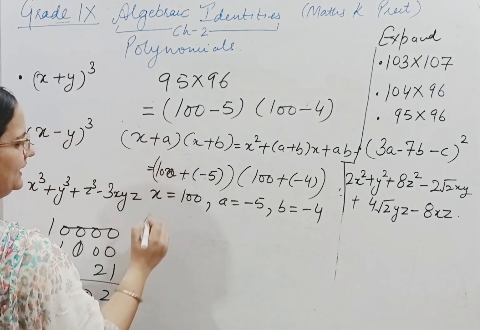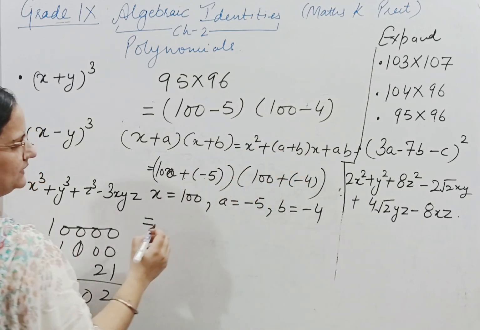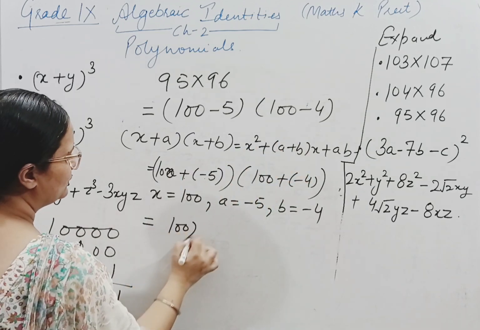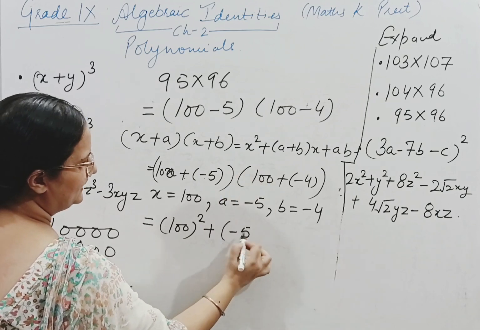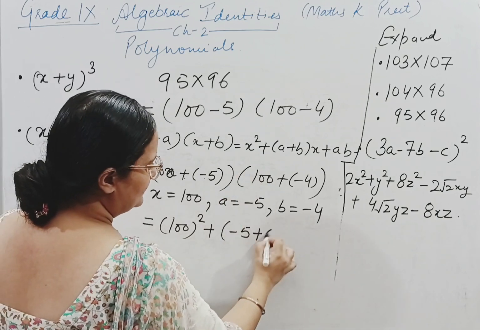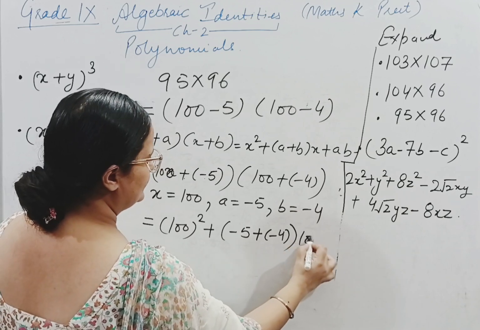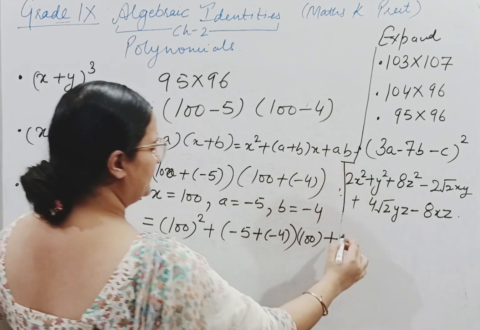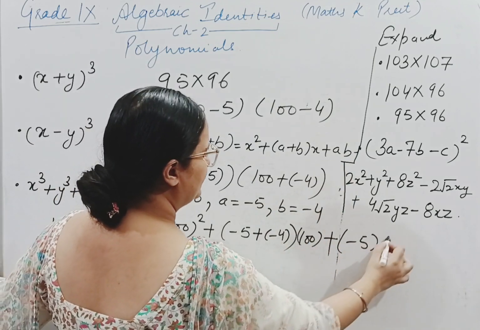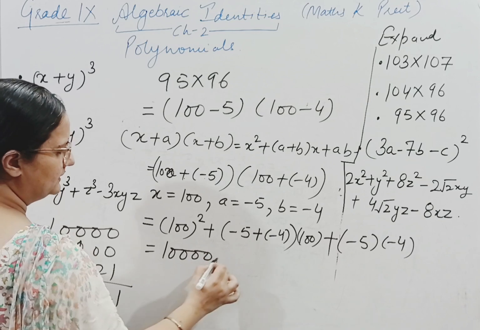Now put the values in the identity. This is the left side; the right hand side we will get by putting the values: 100 square plus (a plus b), what is my a? This is my a, plus b, close the bracket. This is x outside, x is 100 again, plus ab. What is a? Minus 5. And what is b? Minus 4.